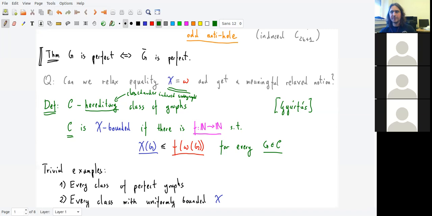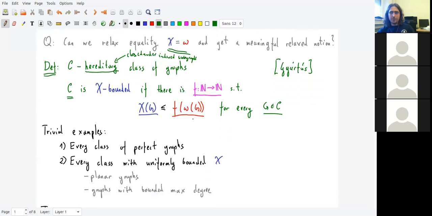One interesting historical note: this paper of Gyárfás that introduced this notion was published in Fundamenta Mathematicae, which is a Polish journal. It was actually presented at some conference somewhere in Poland, a graph theory article.